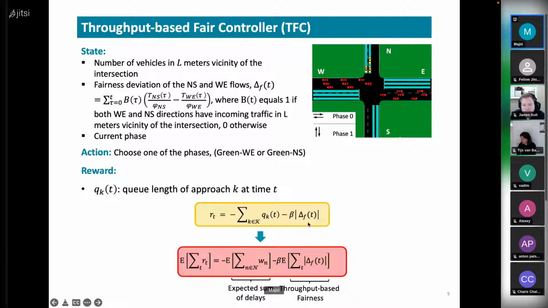minus beta times the absolute value of the fairness deviation. Now, if we compute the total return, or the sum of these immediate rewards over time, we can rewrite this as the expected sum of delays minus beta, which is a hyperparameter, times the expected value of the sum of fairness deviations. So the second term corresponds to the throughput-based fairness, and the first one is the expected sum of delays. Again, we can see the trade-off here, where we can use parameter beta to adjust it.